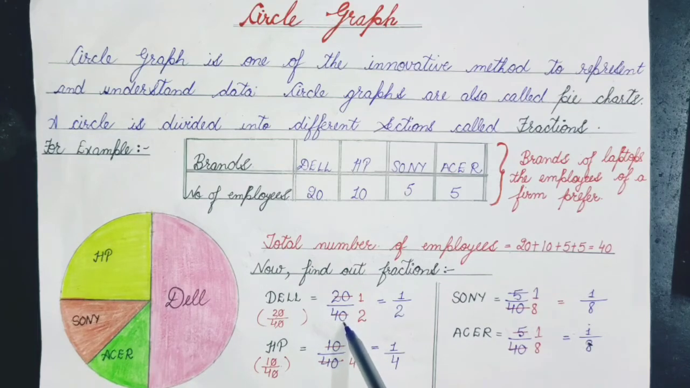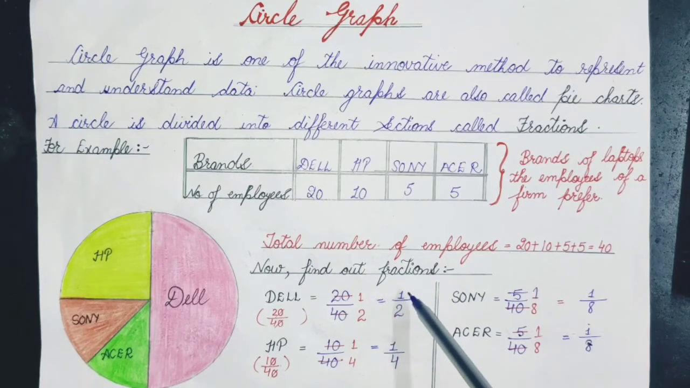Now we have to do the cancelling. We can cancel 0 with 0, or we have to decide one table in which both the numbers come. There is the table of 20 in which 20 is also coming and 40 is also coming. So 20 ones are 20, 20 twos are 40. Hence the answer is 1 by 2.